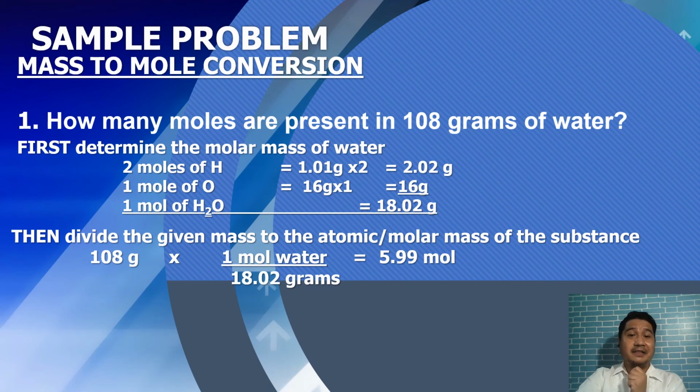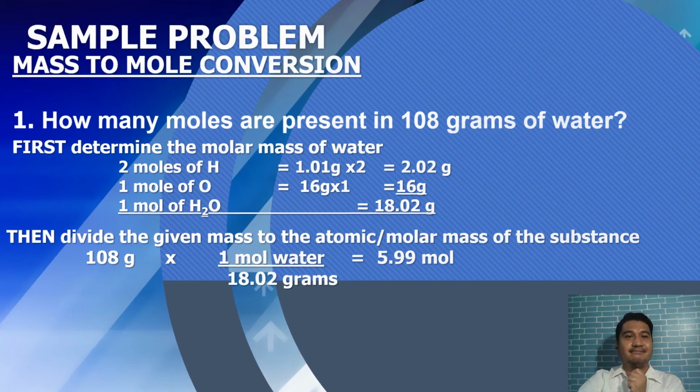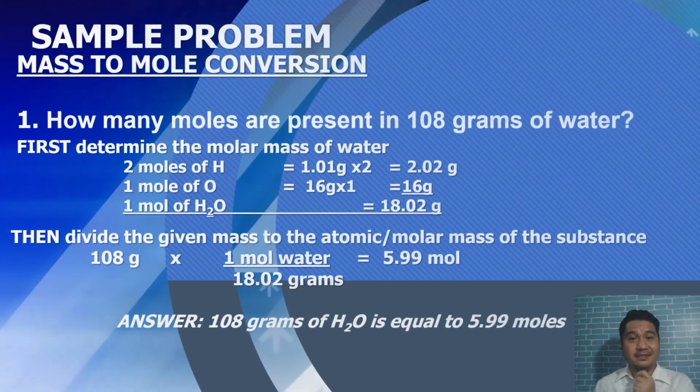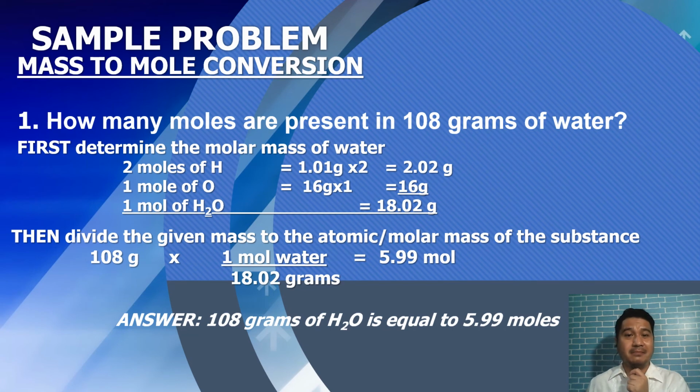Then, divide the given mass by the atomic or molecular mass of the substance. 108 grams is the given mass divided by 18.02 grams is equal to 5.99 moles. The answer for this problem is 108 grams of water is equal to 5.99 moles. Did you get the same answer?